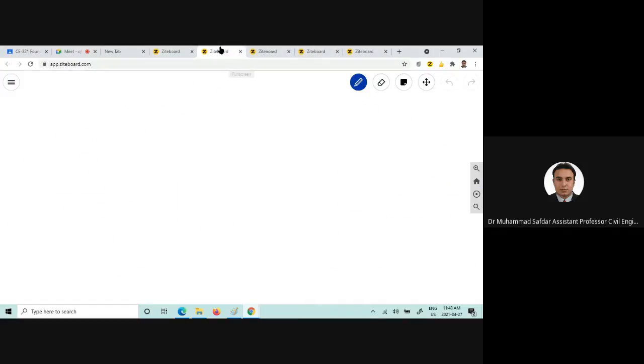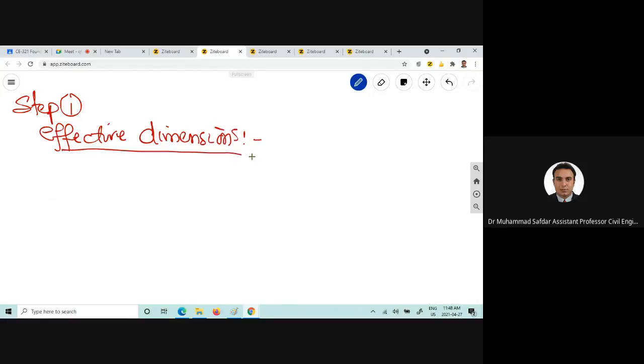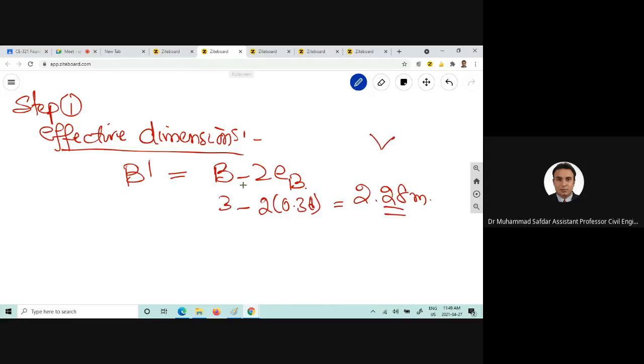So we can start with step number one, effective dimensions, I would call that. With the effective dimensions, we are only given with the B prime. So what would be the value of B prime? 2.28. Yeah, so that would be B minus 2eB. B is 3 and that is 0.36. Will give us 2.28 meter. That's done.